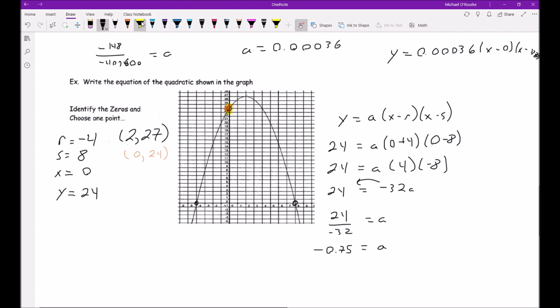And now we have our A, and we have an S, and we have an R. So we go back and we plug them into these 3 spaces to give our final equation. Okay?